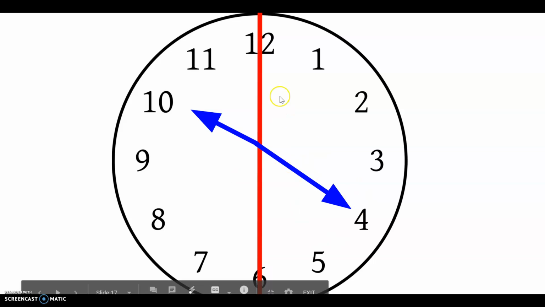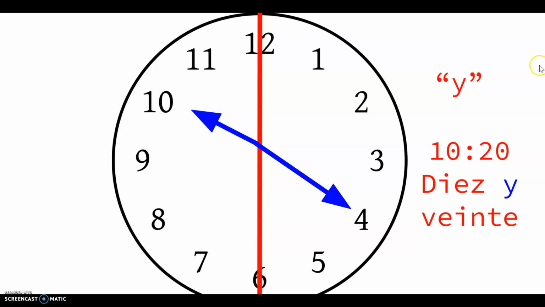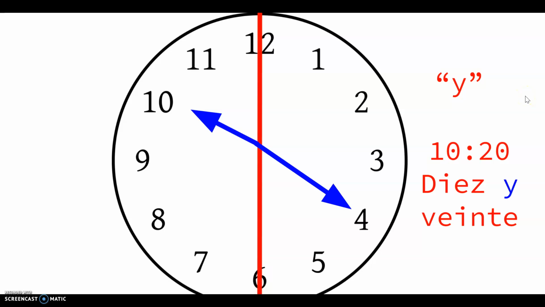When the minute hand, which is the longer one, is between 0 and 30, which it is here on this side of the clock, you're going to be using the phrase y, just like 32 is 30 y 2. Same thing with time. Let's look at 10:20, for example. A las 10 y 20 is how you would express 10:20 here. So, y for a minute hand that's between 0 and 30.